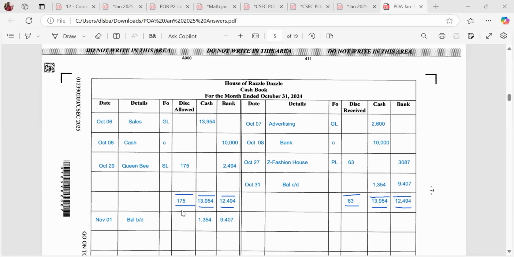As I said, the discount columns could be different. That's okay, but the cash column should be the same on both sides, and the bank column should be the same on both sides. And then finally, I put in my balance brought down, which goes on the opposite side of the balance carried down under the totals. It will be the first of the following month, balance brought down, and it's the same figures as the carried down. This just means I'm starting off November with $1,354 cash in hand, $9,407 cash at bank.